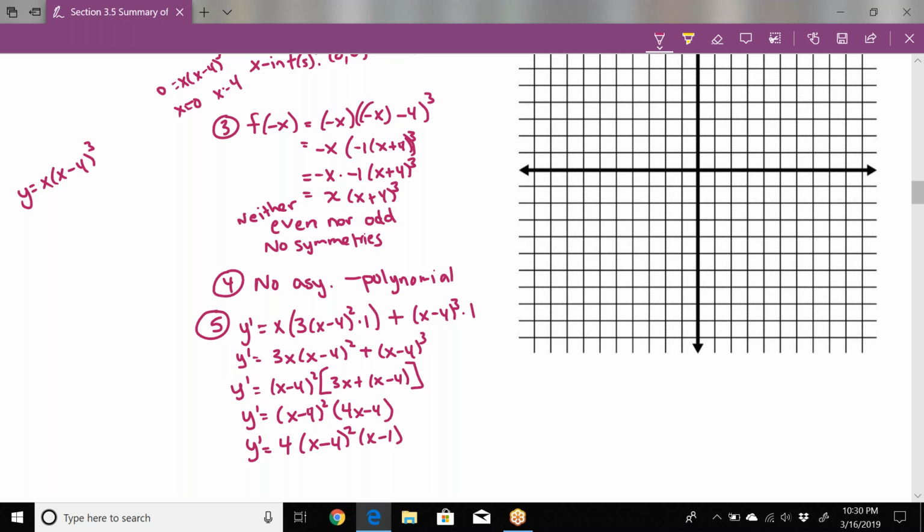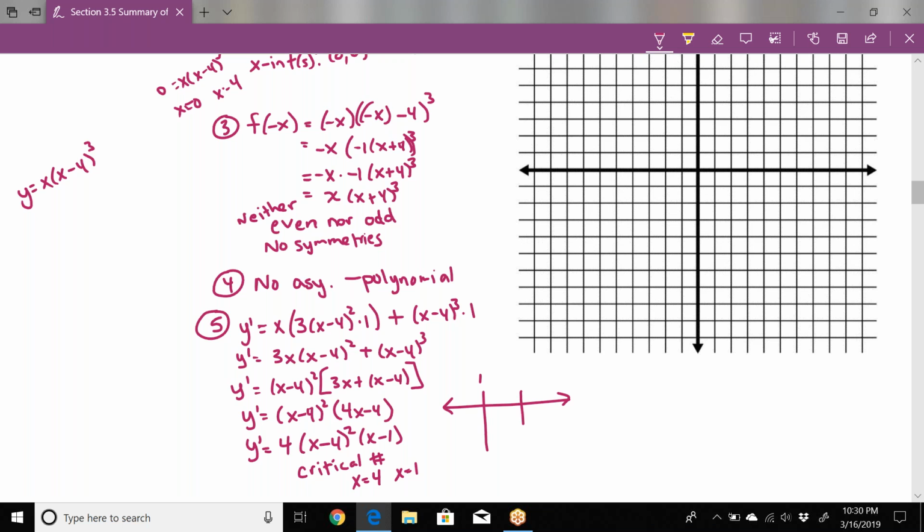Okay, so then when you look at this, it's easy to see that our critical numbers are the places where those factors would equal 0. And since this is a polynomial, we're not going to have any place where the derivative does not exist. So the critical numbers happen at x equals 4 and x equals 1. So then we would place those on our number line for our test values.